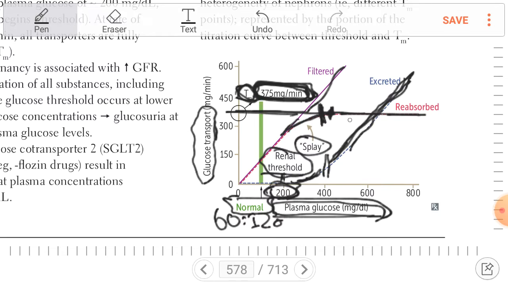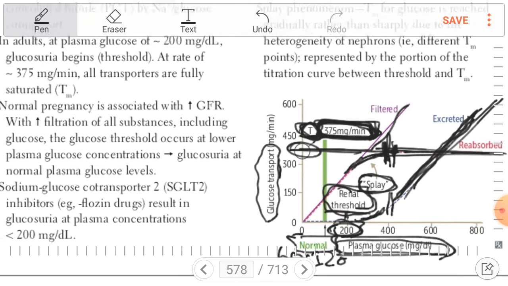opposite to what? Opposite to splay. What's meant by splay? The transition from the renal threshold, the beginning of appearance of glucose in the urine, because there are some co-transporters saturated and others are not saturated until reaching complete saturation of all co-transporters at the point of 375. So the excretion of all glucose after the TM point, because there is complete inhibition of reabsorption at the TM point also. So we will speak about this.